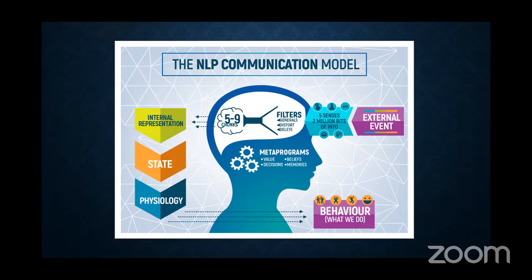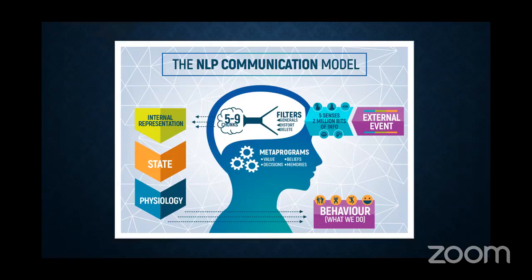Based on our internal filters, our filters will delete, distort, and generalize the information and only give us a small chunk of it. Then out of that 128 bits of information, at any given second, we can only process about 5 to 9 chunks of information, which becomes our internal representation of the external event. That becomes our state, which becomes our physiology, which externally becomes our behavior, or what we do, what we're thinking and what we're feeling.